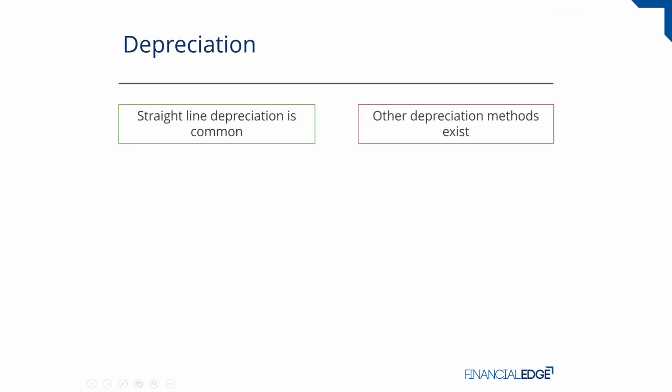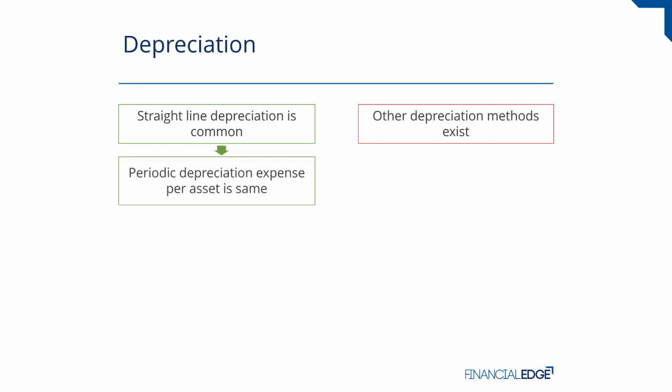There are many different methods for calculating depreciation. By far the most common of these is straight line depreciation. However, other methods do exist. We'll come back to those, but let's have a look at straight line depreciation in a bit more detail. Straight line depreciation says that the periodic depreciation expense per asset is the same each year.